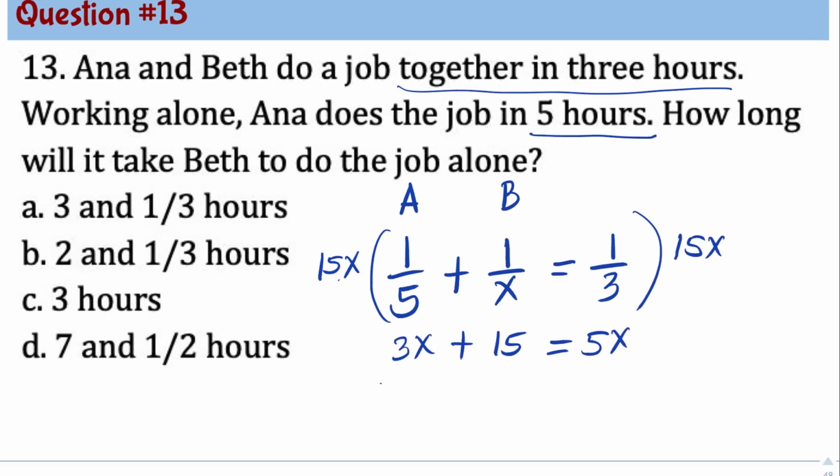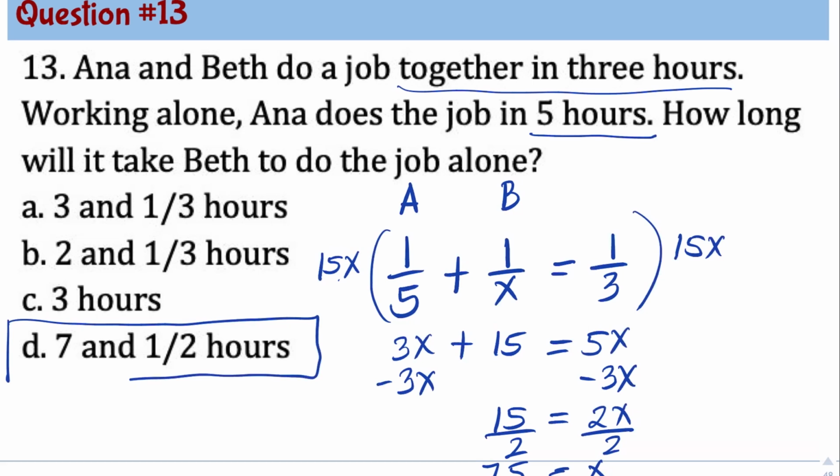Solving for x, we subtract 3x from both sides. So now we have 15 is equal to 5x minus 3x, which is 2x. Now we divide by 2, so that means that x is 7.5. So Beth can do the job alone in 7.5 hours.